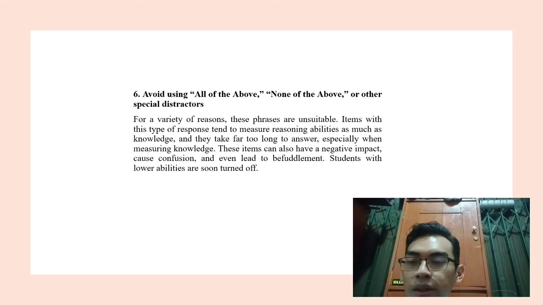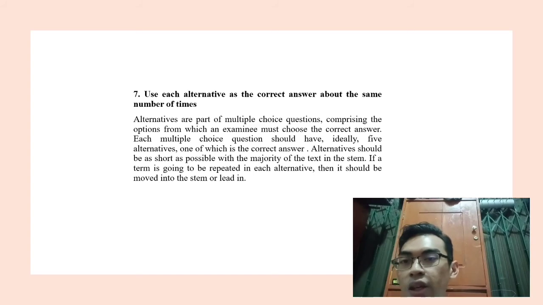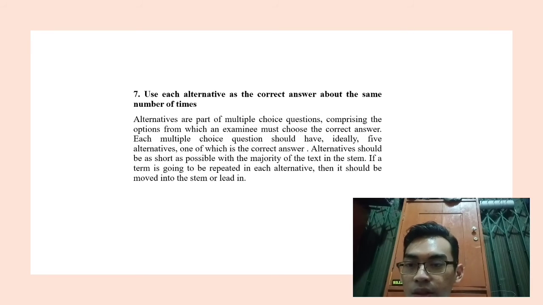And then number 7 is use each alternative as the correct answer about the same number of times. Alternatives are part of a multiple choice question, comprising the options from which an examinee must choose the correct answer. Each multiple choice question should ideally have 5 alternatives, one of which is the correct answer.